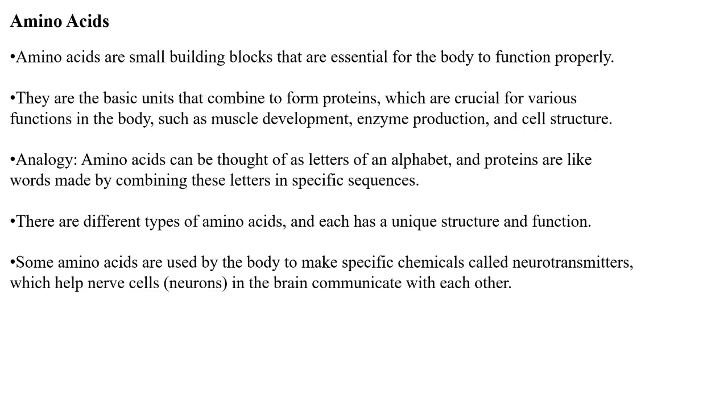What is an analogy through which you can understand amino acids? Understand that amino acids are alphabets and proteins are words, so that when we combine alphabets we get words. Just like when we combine amino acids we get different types of proteins. There are different types of amino acids and each has a unique structure and function. Some amino acids are used by the body to make specific chemicals called neurotransmitters, which help nerve cells or neurons in the brain communicate with each other.